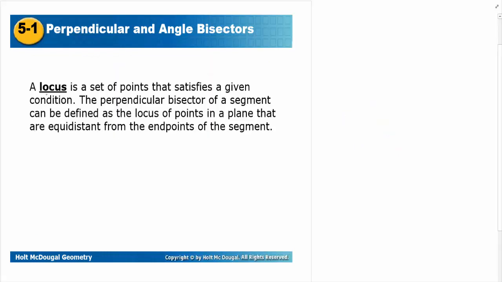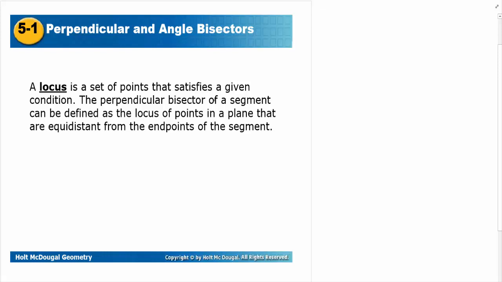Alright, next up, again, just that other vocab word, and then we'll start hitting some examples here. So, locus. That's the next phrase. A locus is an insect, I guess, but it's also a word. It has alternate meanings. So in this case, it's a set of points that satisfy a given condition.